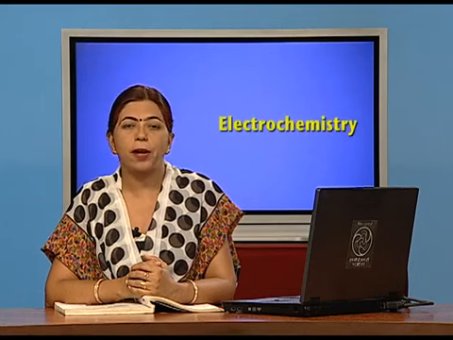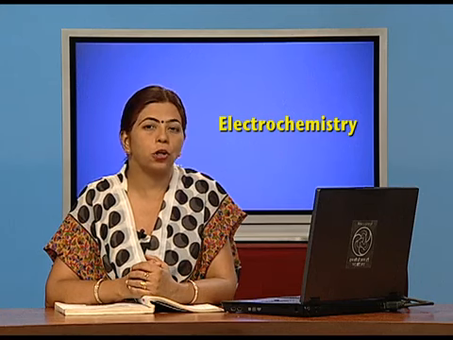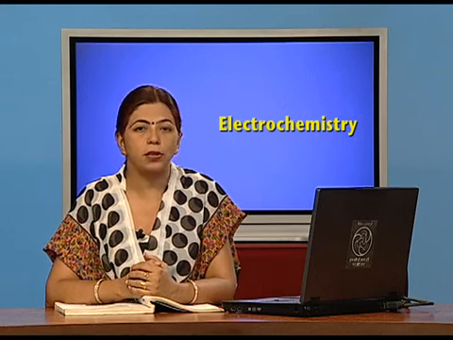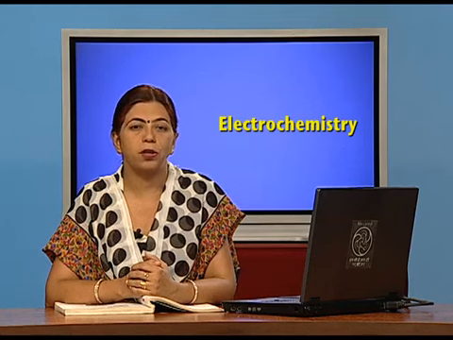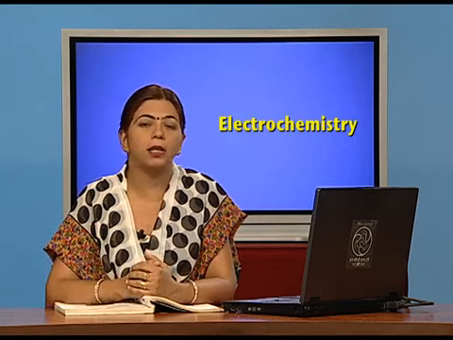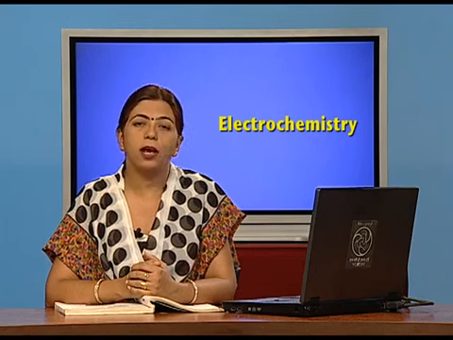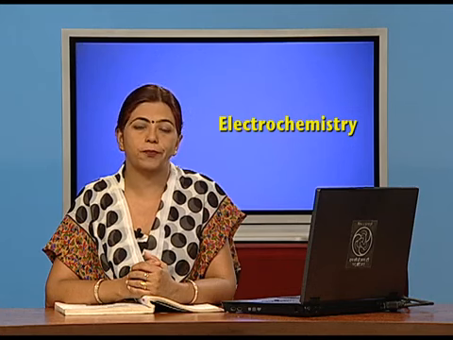Dear students, in the previous class I have explained you the primary and the secondary batteries. The primary batteries are those which cannot be used up again because they cannot be recharged, and when the chemicals are over or used up, we have to throw it away. The secondary batteries are those which can be recharged and can be used again and again. I also explained you the construction and the working of the dry cell.